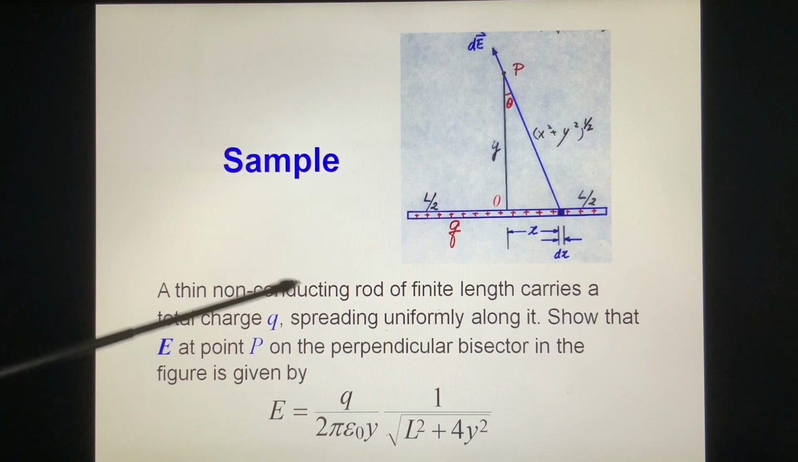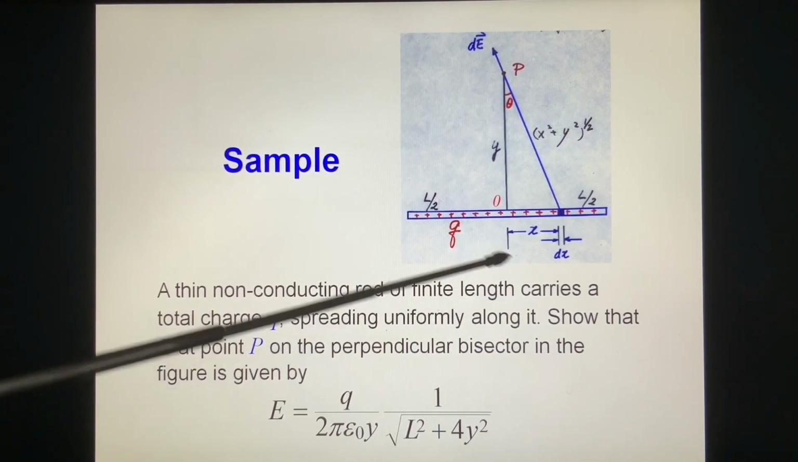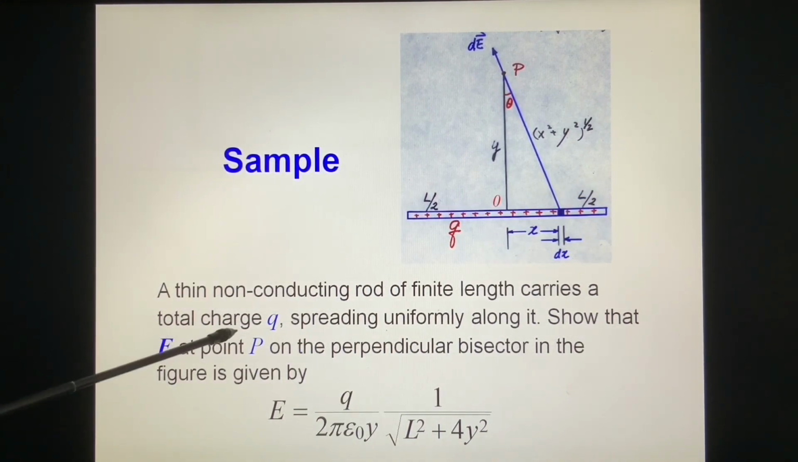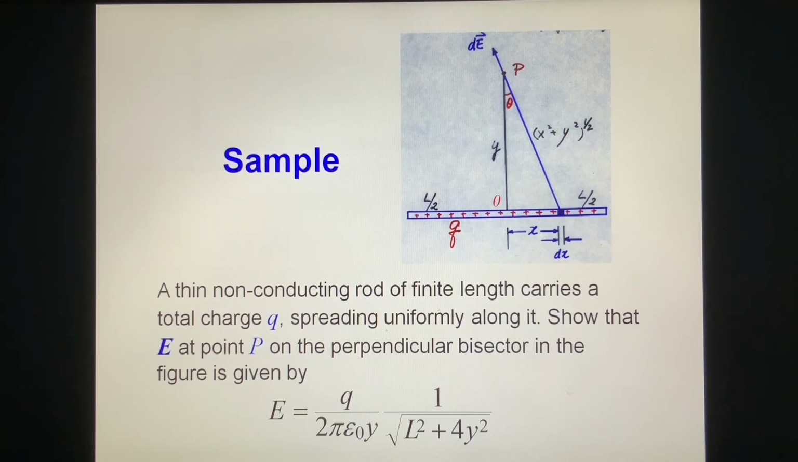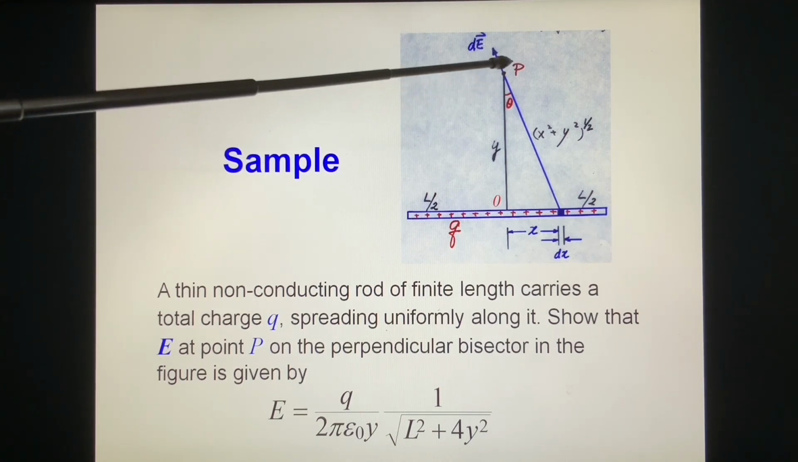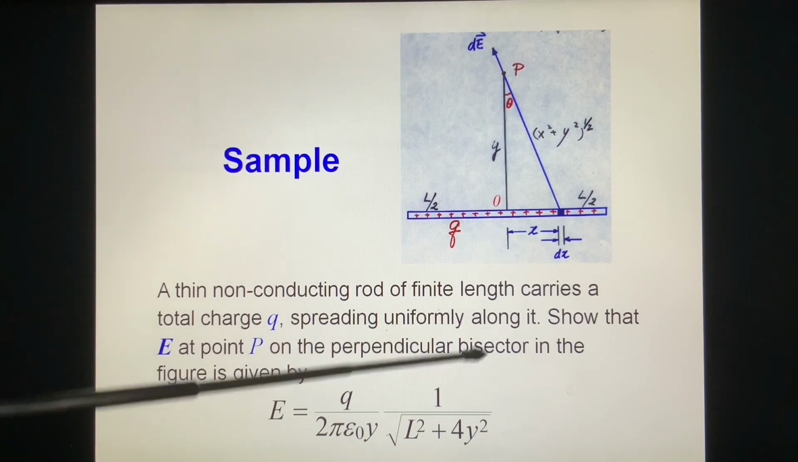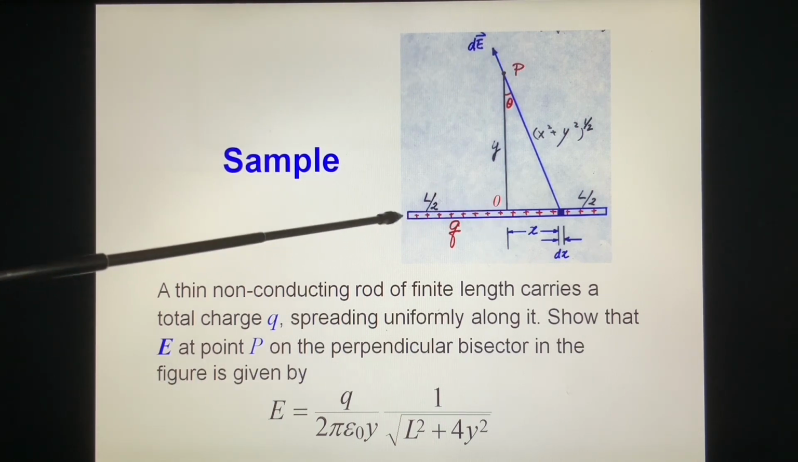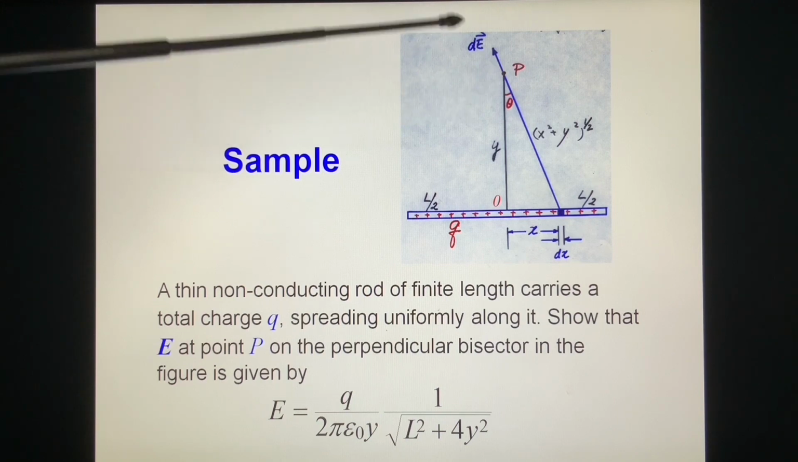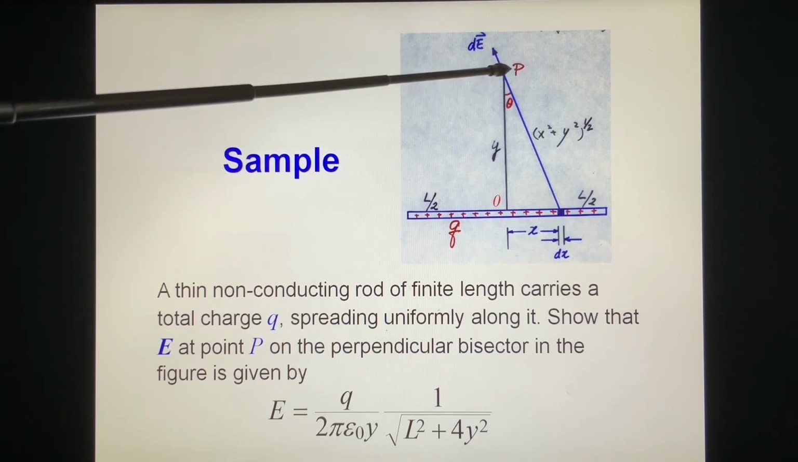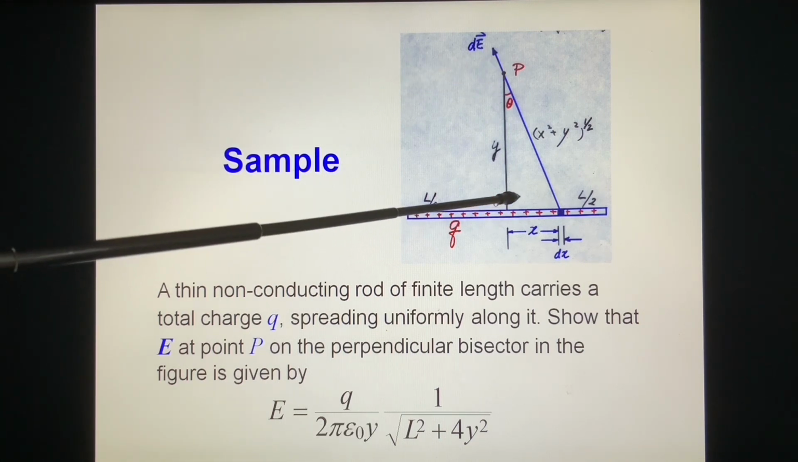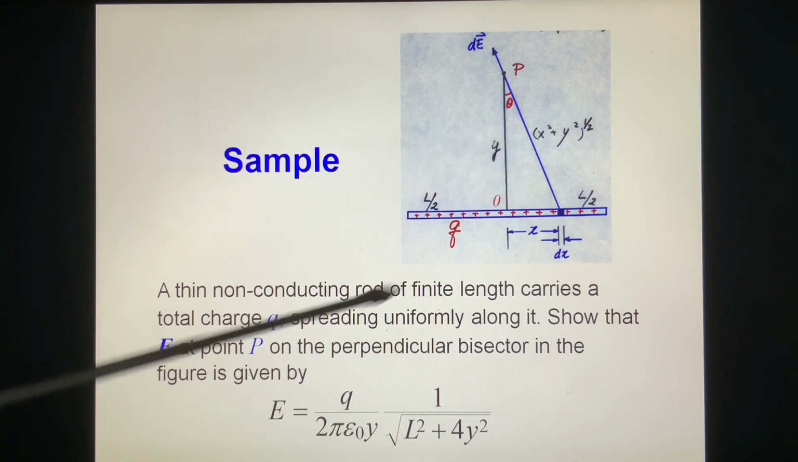A thin non-conducting rod of finite length carries a total charge Q, spreading uniformly along it. Show that E at point P on the perpendicular bisector, as in the figure, is given by E equals Q over 2 pi epsilon 0 y. Y is the distance of P to the rod. This is a constant in this question.